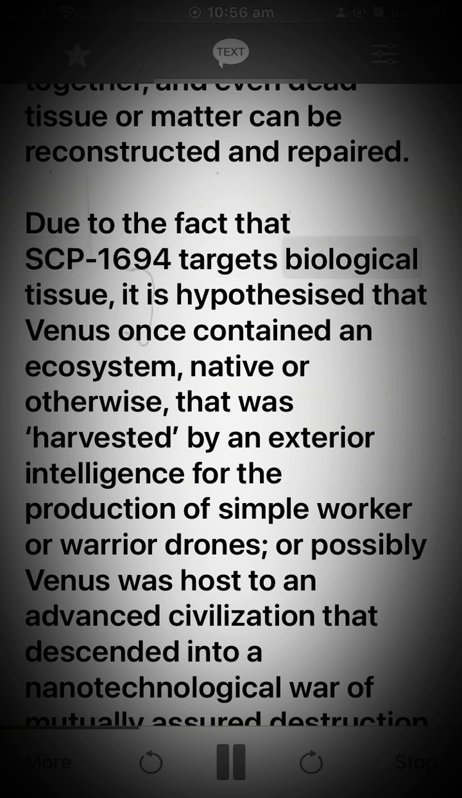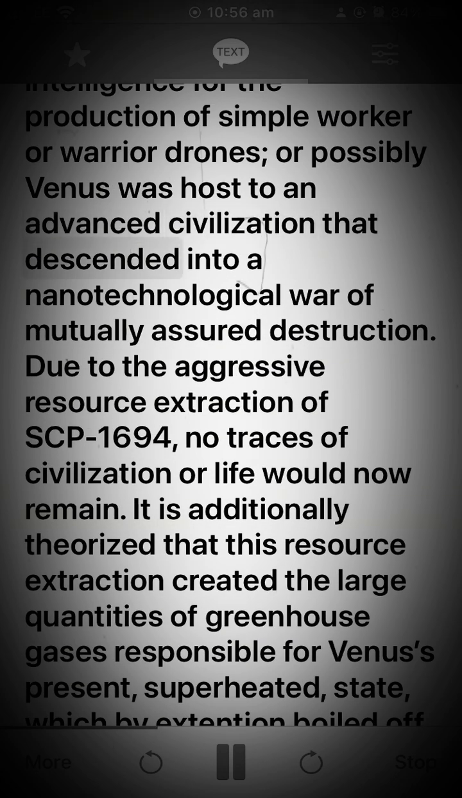Due to the fact that SCP-1694 targets biological tissue, it is hypothesized that Venus once contained an ecosystem, native or otherwise, that was harvested by an exterior intelligence for the production of simple worker or warrior drones. Or possibly Venus was host to an advanced civilization that descended into a nanotechnological war of mutually assured destruction. Due to the aggressive resource extraction of SCP-1694, no traces of civilization or life would now remain.